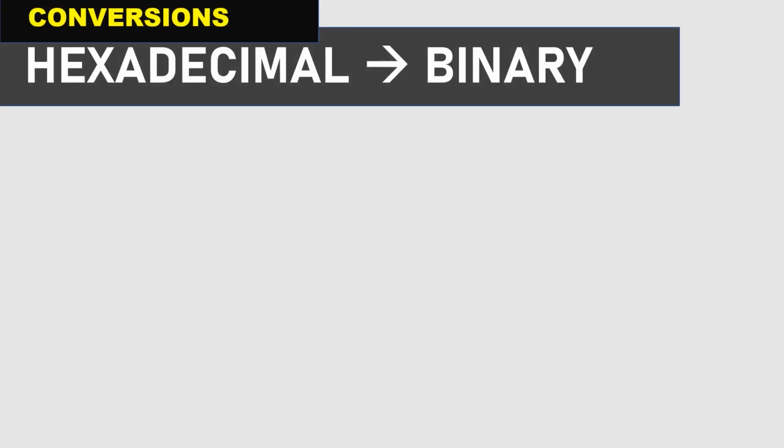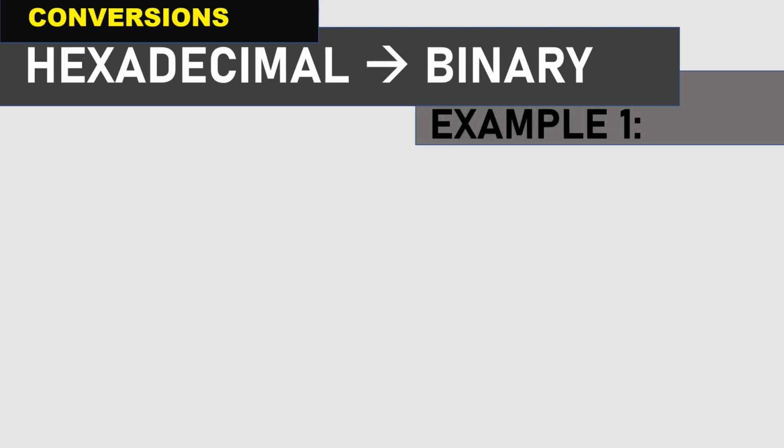Conversions. First, we have the hexadecimal to binary. Example number 1. The given is 3CF, and we have the base 16 to express that the given number system is in hexadecimal. And for the conversion, we have the base number 2 to express that the output is in binary.